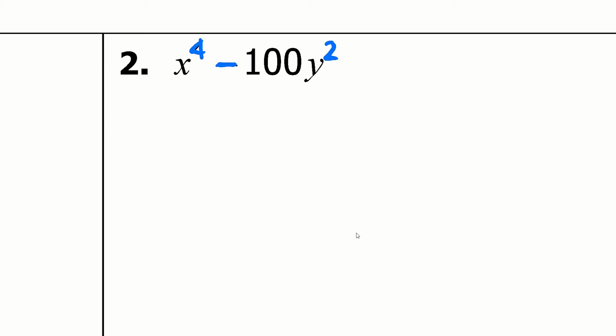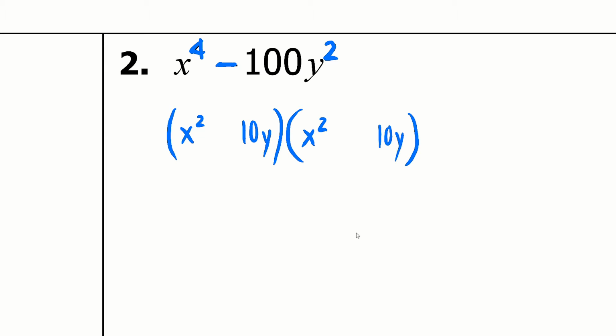Remember, that's the one time that a binomial will break down into two binomials. And those two binomials are made up of x squared times x squared. That's what gives me x to the fourth. And then 10y times 10y. That's what will give me 100y squared. And what's the rule with difference of squares? Plus and minus. Done. I can't do anything else with those because if you notice, those y's are not special. They're just y's. They're not perfect squares. They're nothing. So we're done.